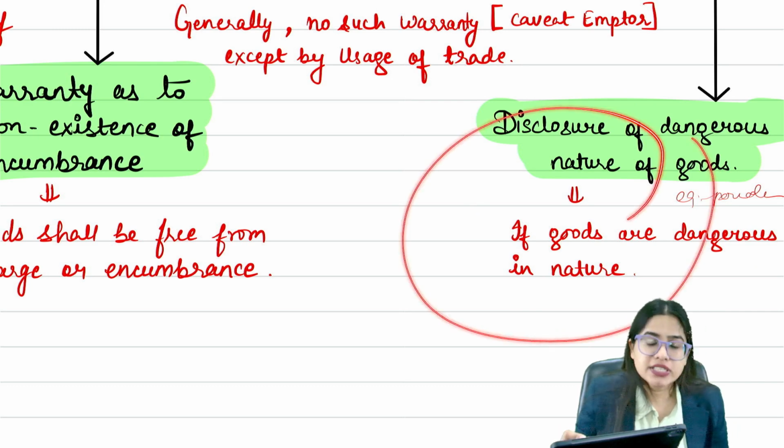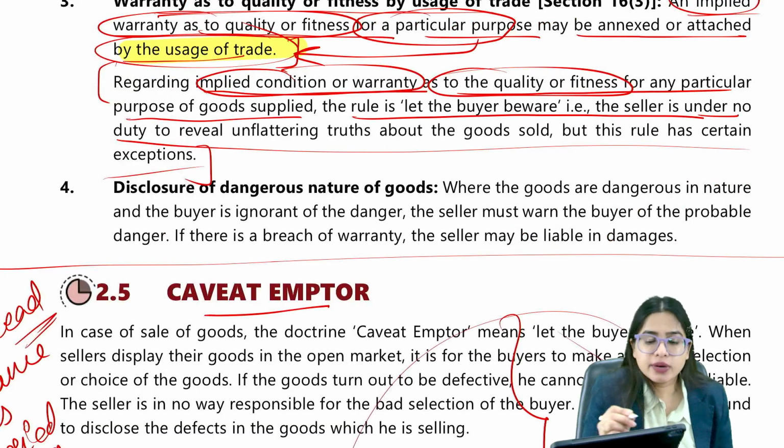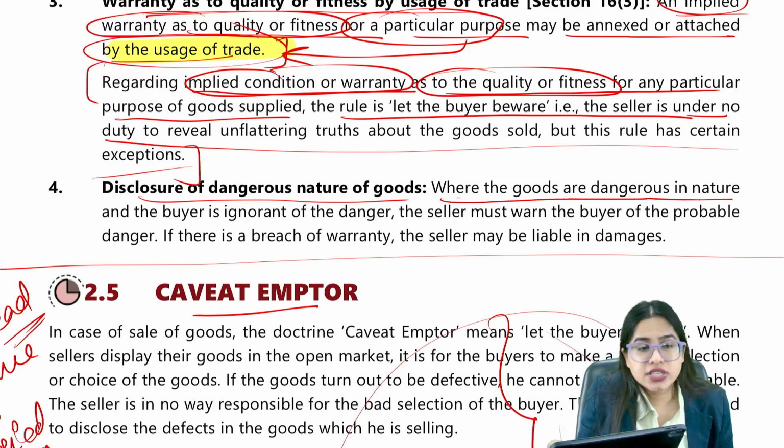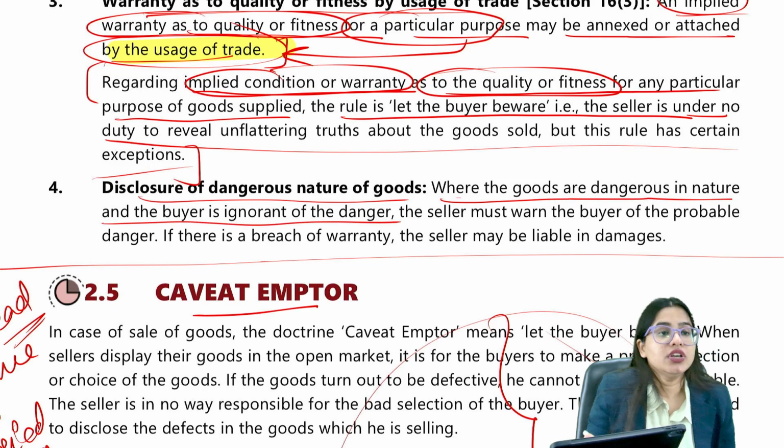Yes, she can claim damages. This is implied warranty as to dangerous nature of the goods. Now quickly, the last implied warranty: disclosure of the dangerous nature of the goods. Here one point is given, that where goods are dangerous in nature and the buyer is ignorant of the danger.